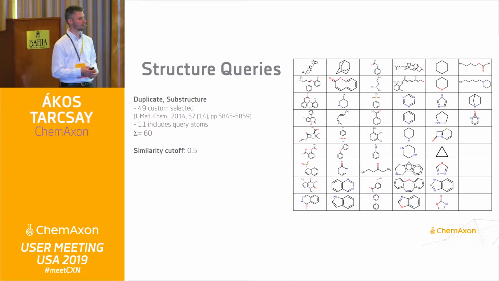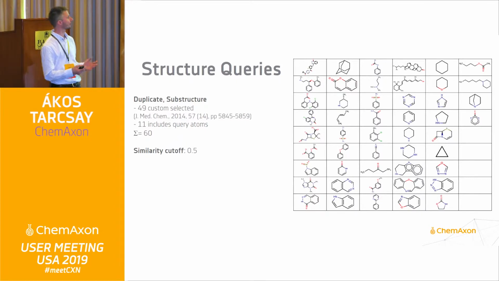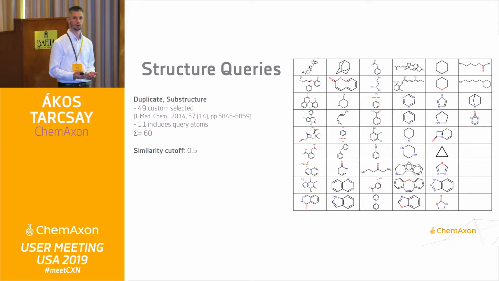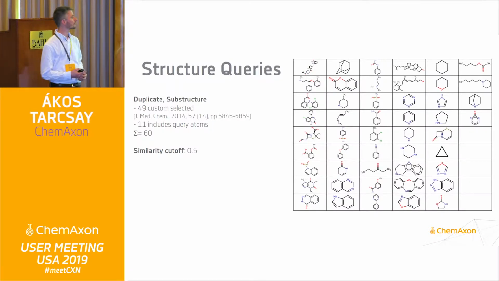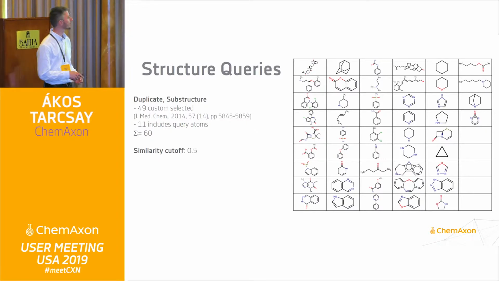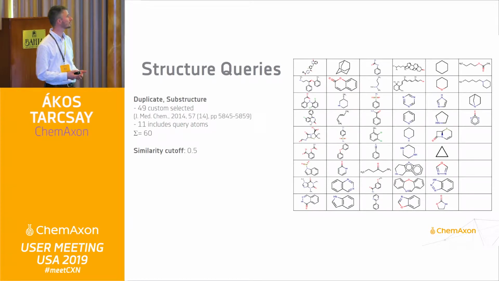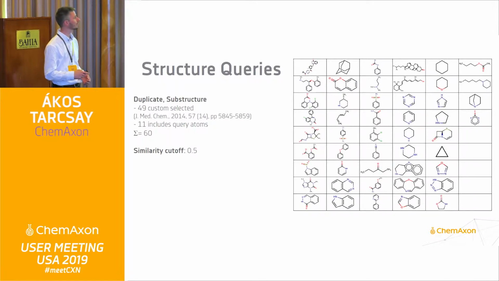Just some words about the setup itself. We selected 49 custom selected structures as queries, mostly for substructure search, but these are useful queries as well for similarity search. Some of them are from the J Med Chem, the rings of drugs. What you can see are the most frequently occurring drugs, the rings in drugs or ring systems, as well as some exact molecules, drugs, or queries which are not that selective.